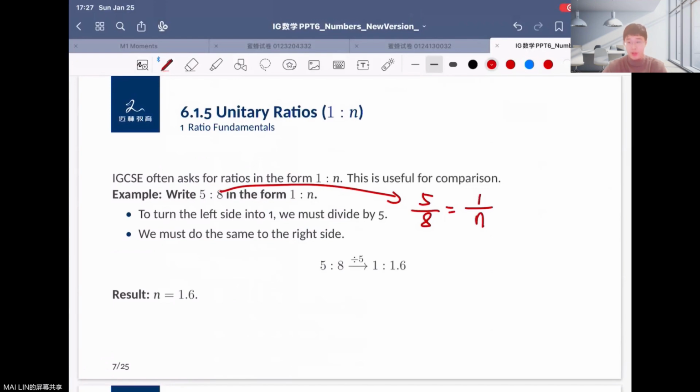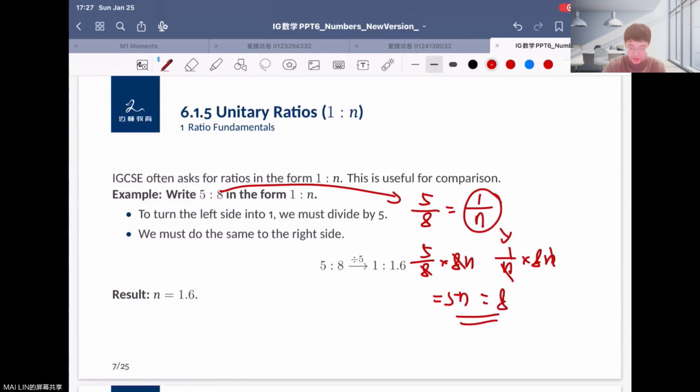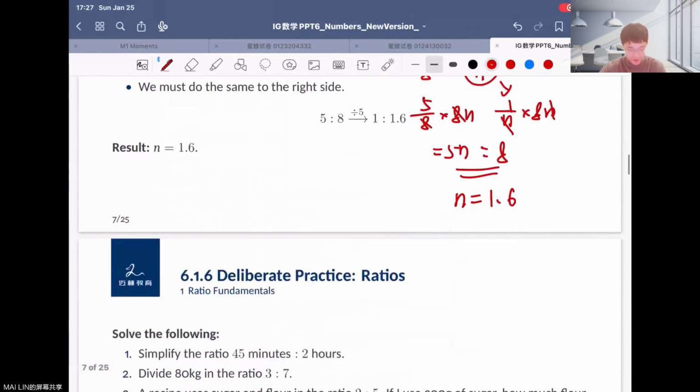So for this equation, you can multiply both the left and the right by 8n. For 5 over 8, times 8n gives 5n. For 1 over n, times 8n, the n cancels and you are left with 8. So here 5n equals 8, so n equals 1.6, okay? That's for these equations. I guess it's not very difficult for you, right?